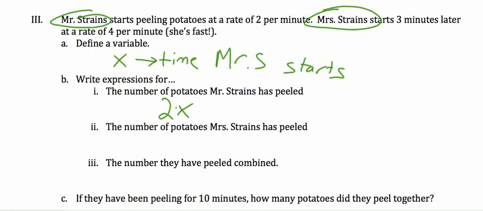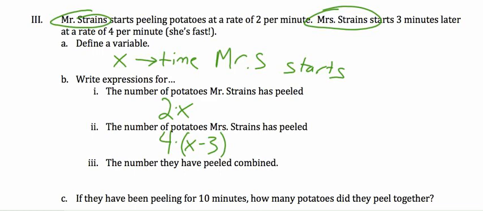Now, the number of potatoes that Mrs. Strains has peeled, her rate is 4. Now, her time is not x. Think for a second. What would her time be? I don't want to put another variable here. I don't want to put y, because now I'm not going to be able to do a whole lot with it. I want one variable. So what would Mrs. Strains' time be in terms of x? Think about that. Hopefully what you came up with is that since she started 3 minutes later, it's going to be x minus 3. And I need to put that in parentheses because that's what my time is.